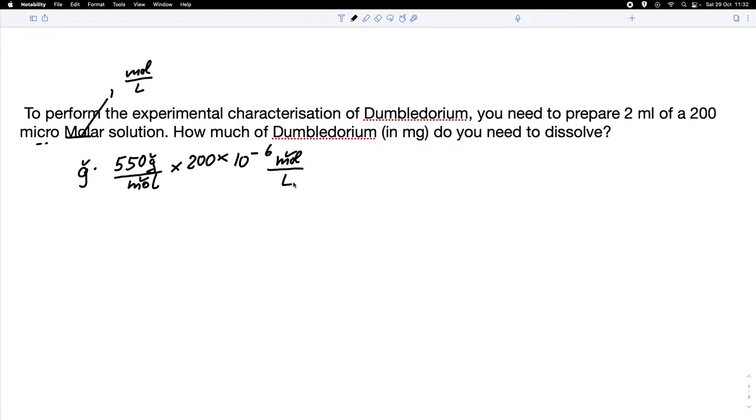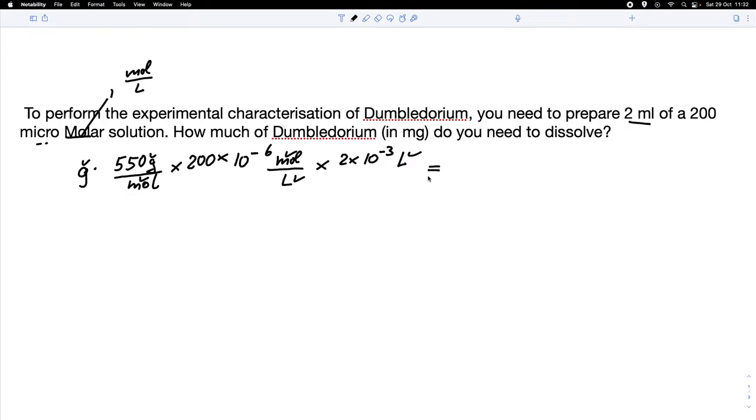But now we've got the issue with the liter. So we have to multiply it with something with the unit liter in it. And luckily we've got something with the unit of liter, because we've got 2 milliliters. So we can write this as 2 times 10 to the power of, now we've got milli here, 10 to the minus 3 liter, and the liter cancels out, and all we have left is the unit gram, and that is exactly what we want.